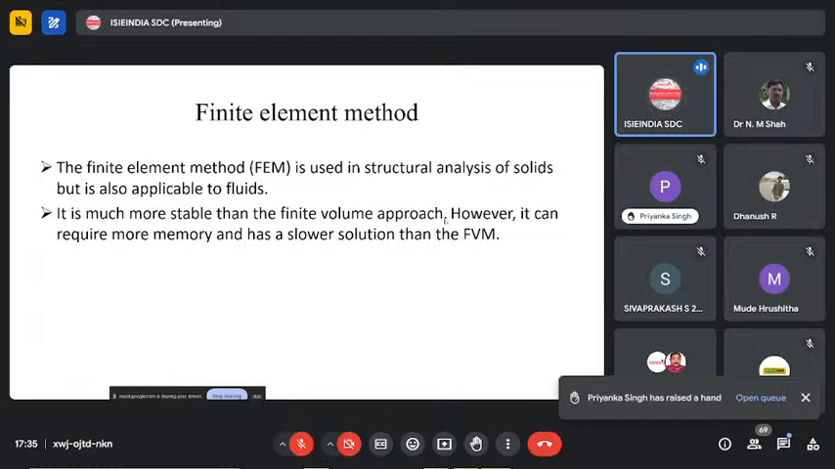FEM is basically known for its stability, especially in solving complex structural problems. It is a very great method and provides very accurate results. But the problem is FEM requires more memory and has a slower solution process compared to the finite volume method. So this makes it less efficient for larger scale fluid flow problems that are most common in CFD.